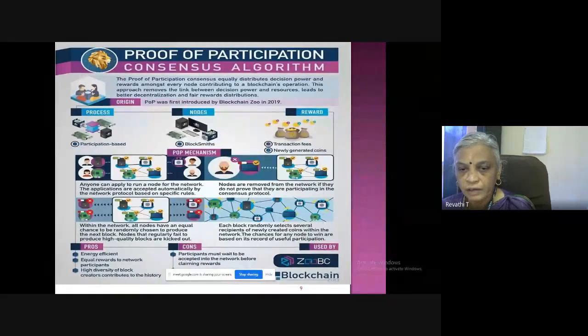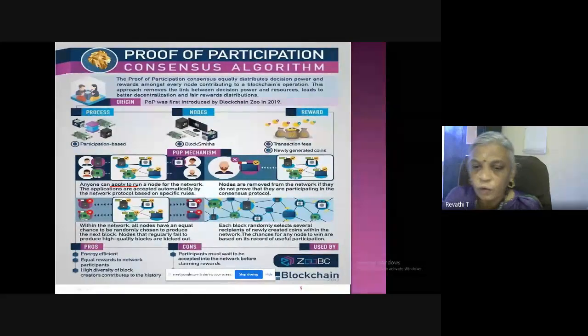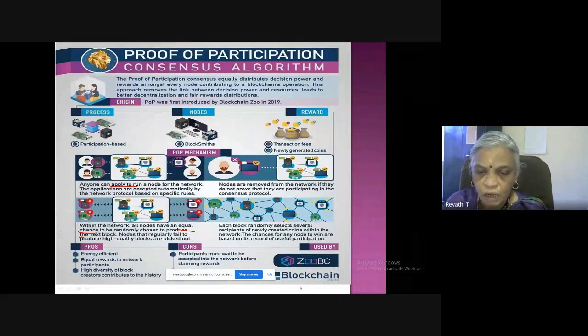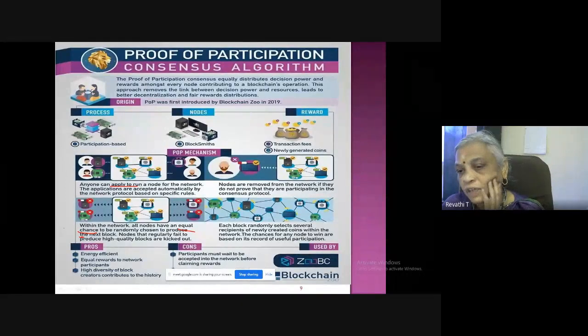So anyone can apply to run a node, right? This application is accepted automatically based on some rule. The rule is that all nodes have an equal chance, right? That's a main plus point here. Nobody can monopolize the network. Every node has an equal opportunity to be randomly selected. So the next block can be randomly selected for any node. If you are already participating, you will get more chance. So again and again, the users are encouraged to do that.